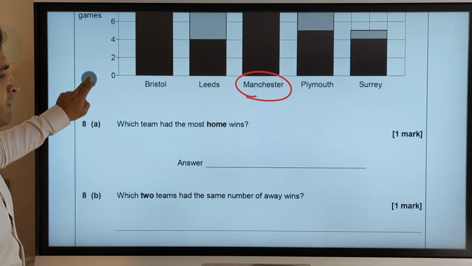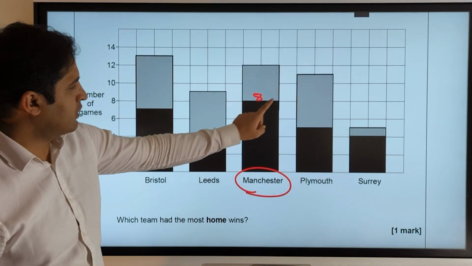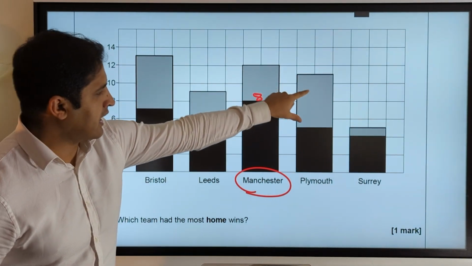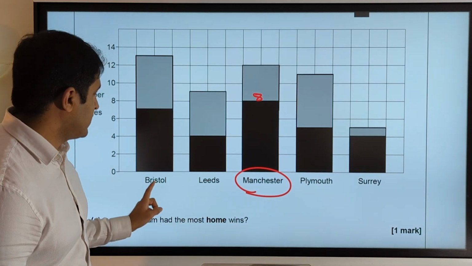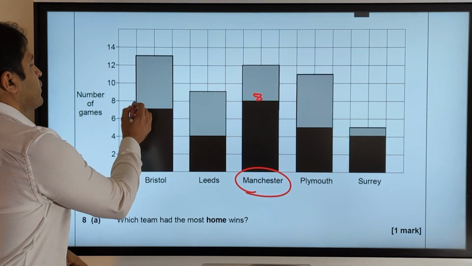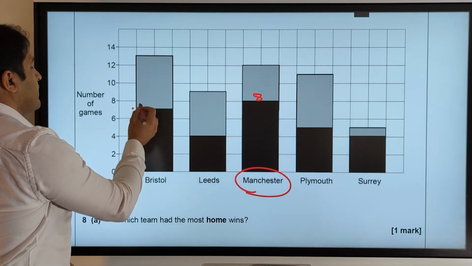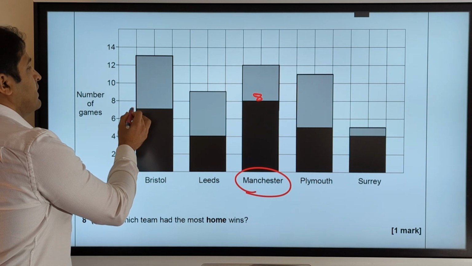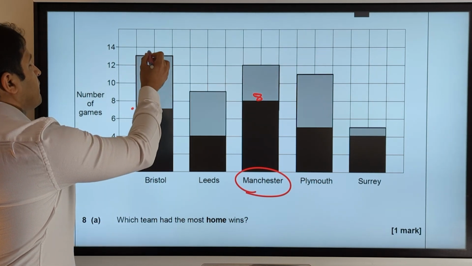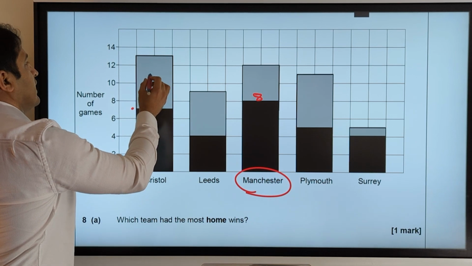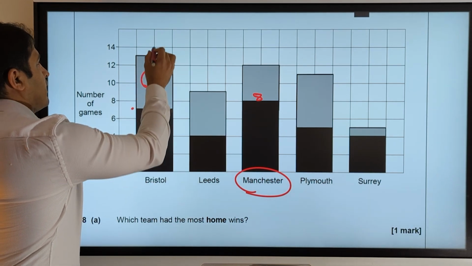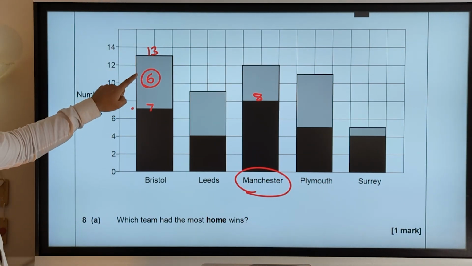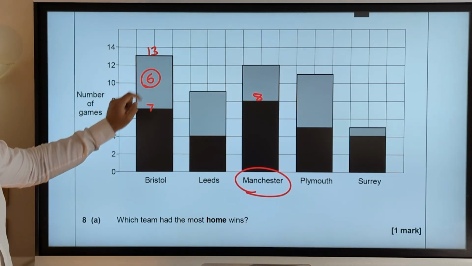Which 2 teams have the same number of away wins? Okay, so just trying to look through these. It seems like that one and that one, the grey bars are exactly the same. So Bristol and Plymouth. So we're going to try and work out how many away wins Bristol has. We finish at 7 here, and then finish at 13. So that's 6 here. And that finishes at 13 in total games. So 7 add 6 gives you 13. So 7 there for the black and 6 for the grey.